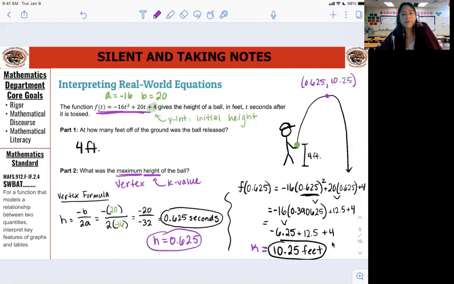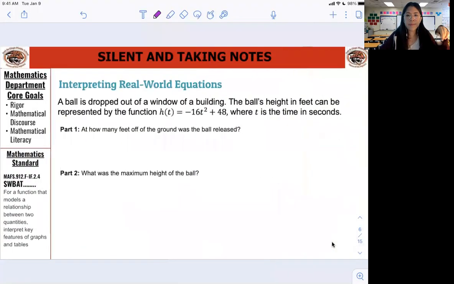All right, we're going to do another one. It's very, very similar. Okay, and we're going to do this one together again. This time, a ball is dropped out of a window of a building. The ball's height in feet can be represented by the function h of t equals negative 16t squared plus 48, where t is time in seconds. How many feet off of the ground was the ball released? 48.